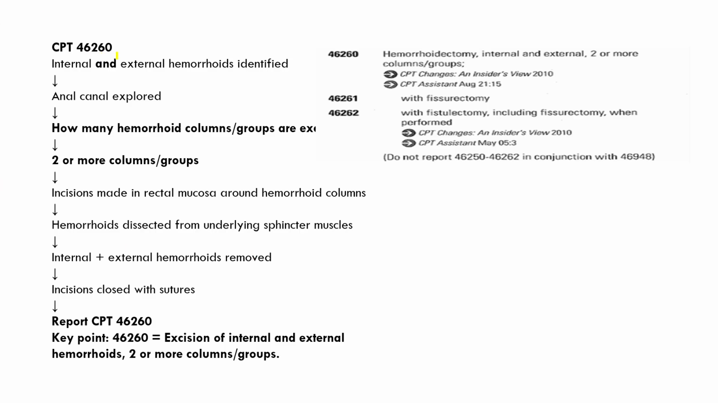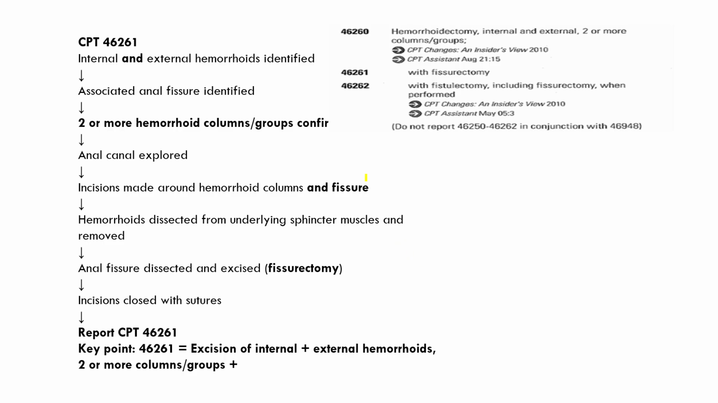Next we have CPT 46260 for the internal and external hemorrhoidectomy. Here the difference is two or more columns or groups. This is the keyword: you need to check how many columns are excised. Here he is removing two or more columns or groups, so in that case you can report 46260. Next we have 46261 with the fissurectomy, same thing. Earlier we saw one column, right now we are seeing two or more columns. So here he is going to perform fissurectomy.